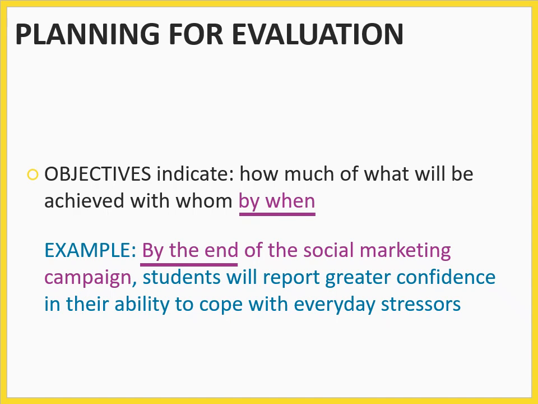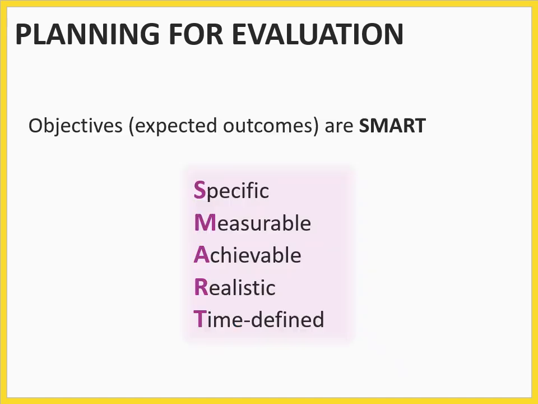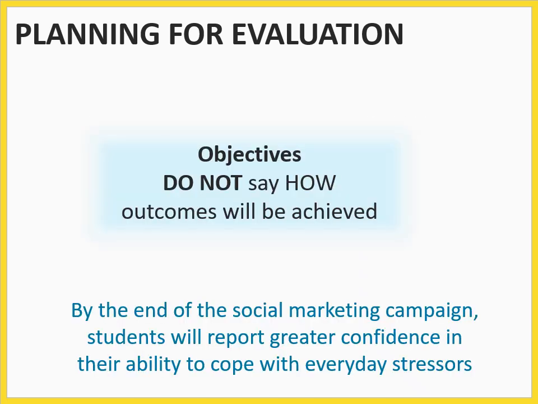Objectives are written very precisely. Objectives are SMART. They're specific, measurable, achievable, realistic, and time-limited. Objectives do not say how those outcomes will be achieved. Notice that there's no indication of what activities will be used to increase students' confidence, just that it will be greater at the end of the campaign.